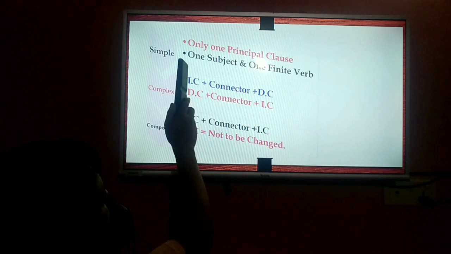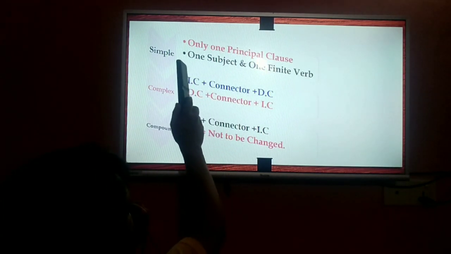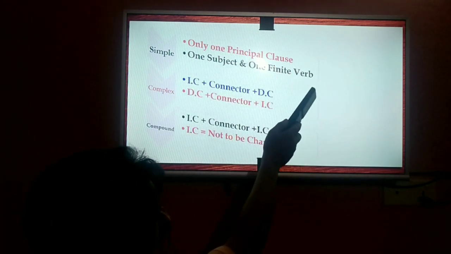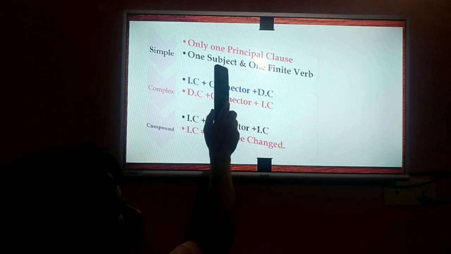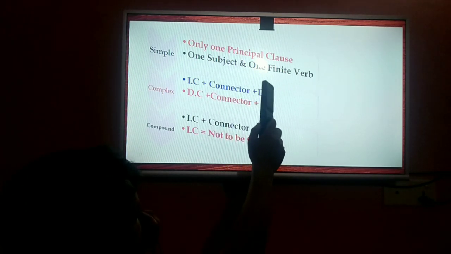Simple sentence, only one principal clause. That means one subject and one finite verb. Finite verb, that means tense wise it would be changed.